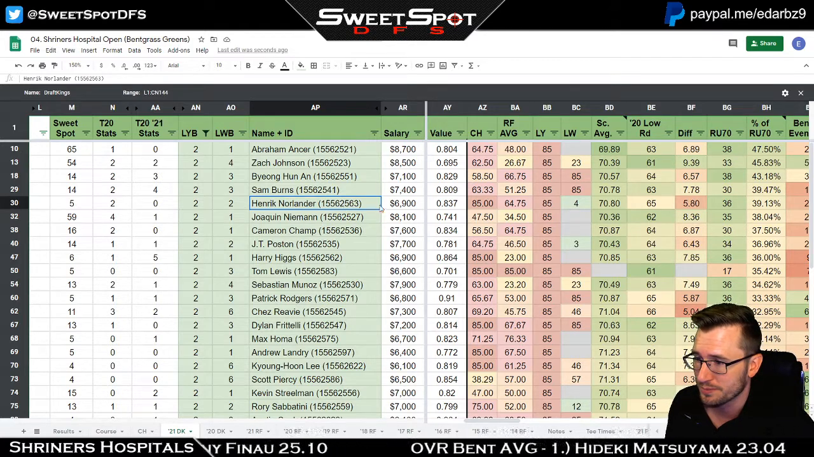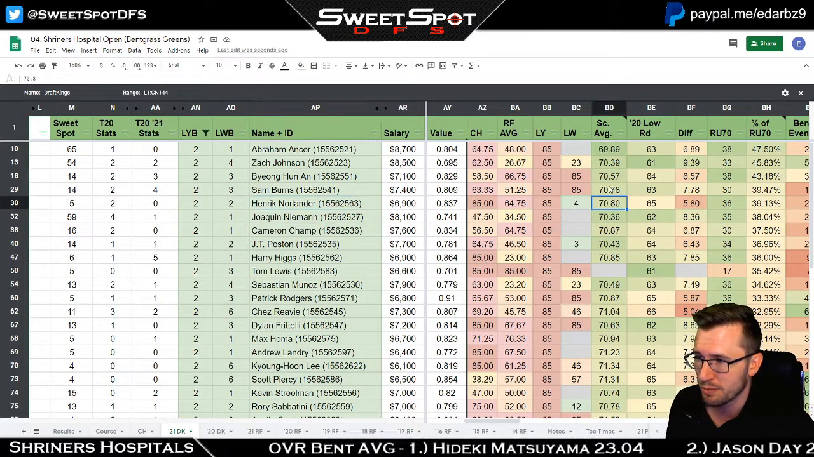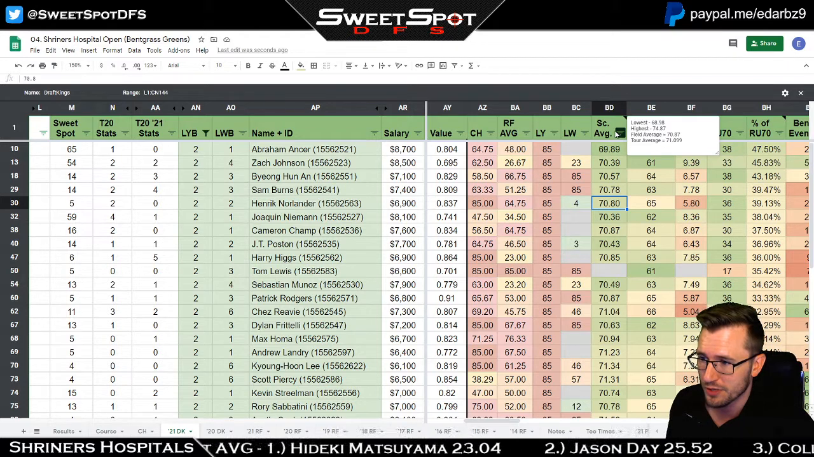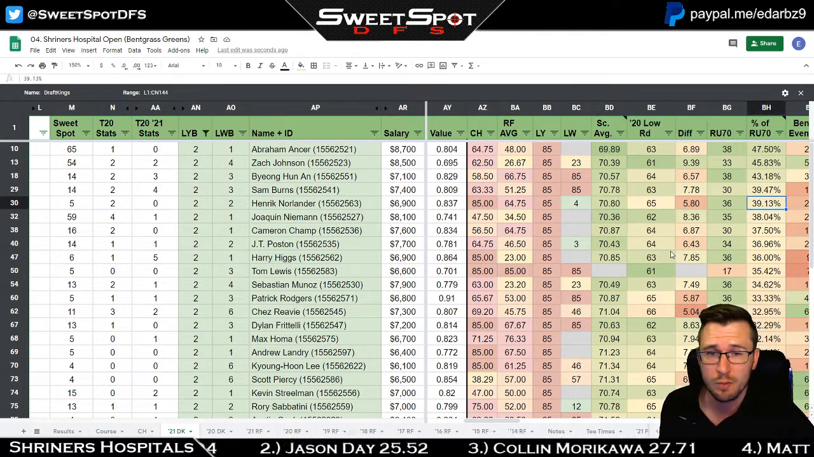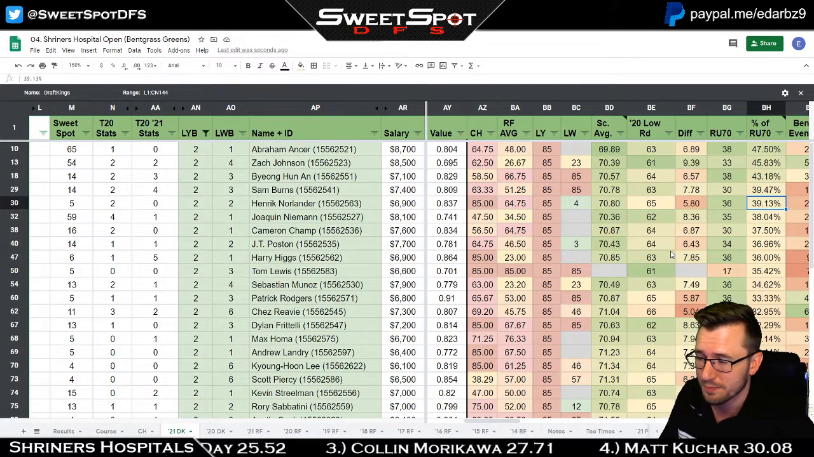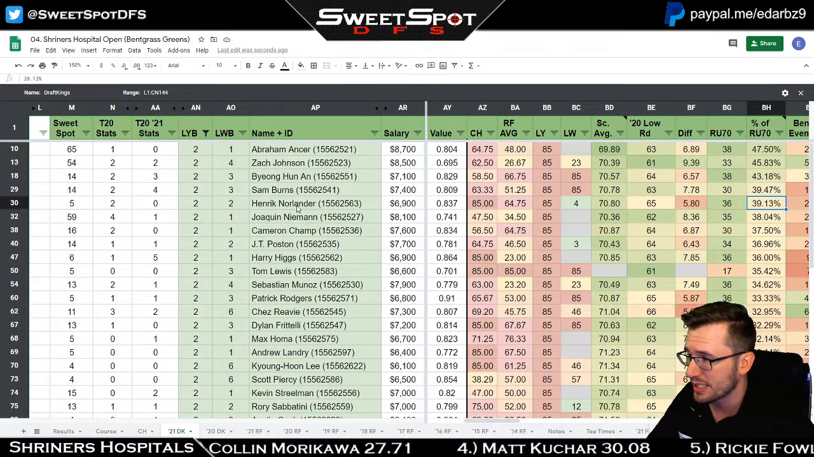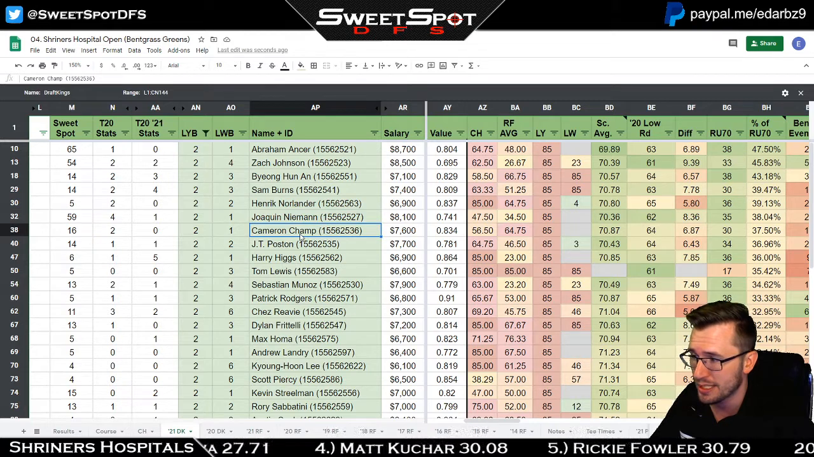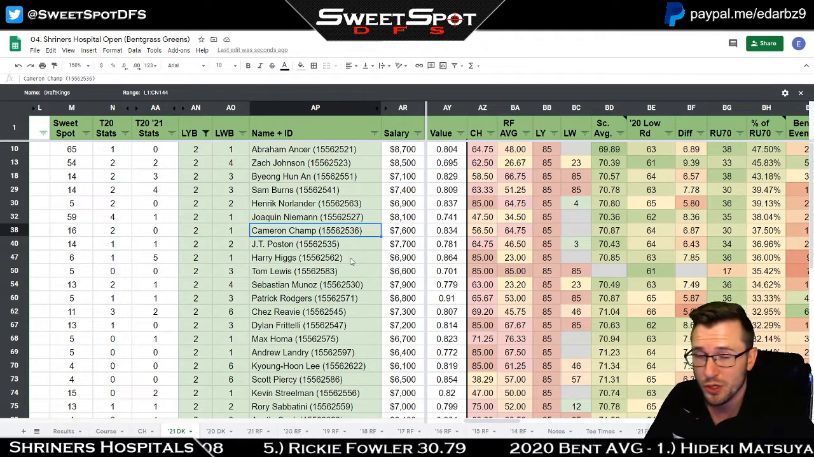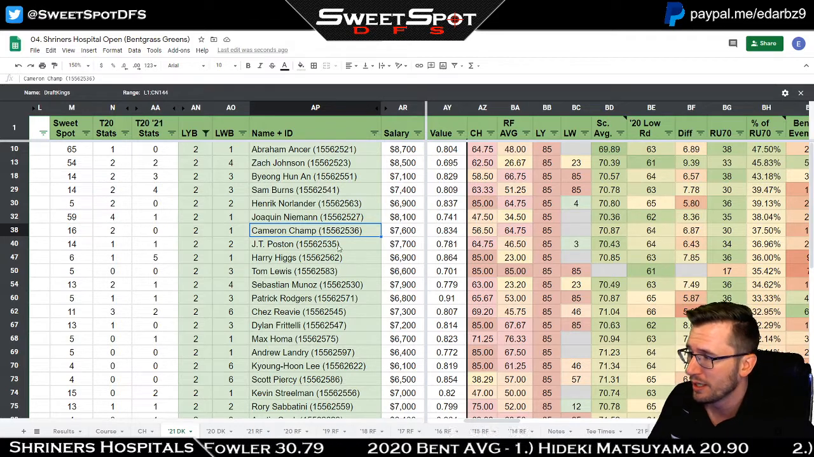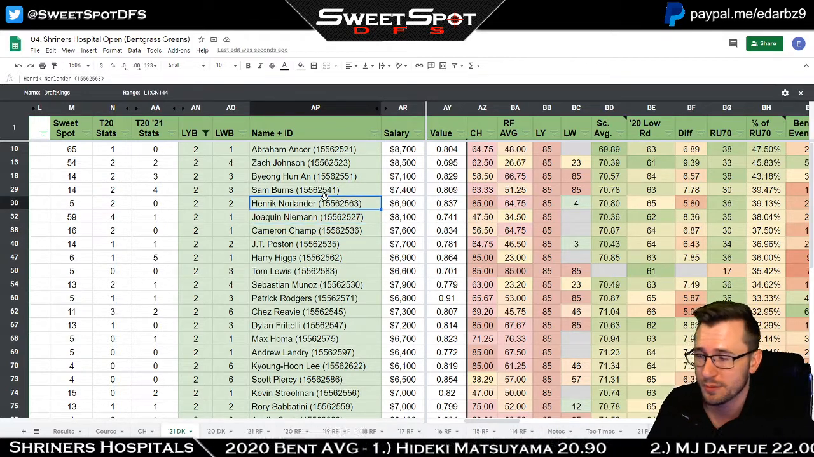This isn't terrible. His scoring average is below the field average, which is 70.87, and he has a clip of nearly 40% of rounds under 70. So that's pretty good, considering he's over Joaquin Niemann and Cameron Champ and the rest of the guys here. So he might not be a terrible play. Put him in 10% of your lineups.